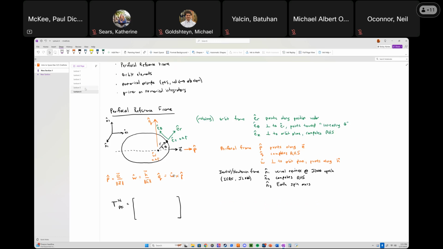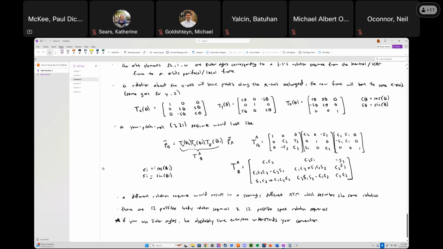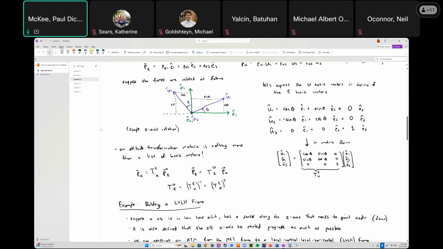I'll give you a hint. Let's see. We talked about in lecture 3, when we introduced the attitude transformation matrix, we had an example here. Where did we say this? An attitude transformation matrix is nothing more than a list of basis vectors. So if you can describe the basis vectors of one frame in terms of another frame, you're basically done.